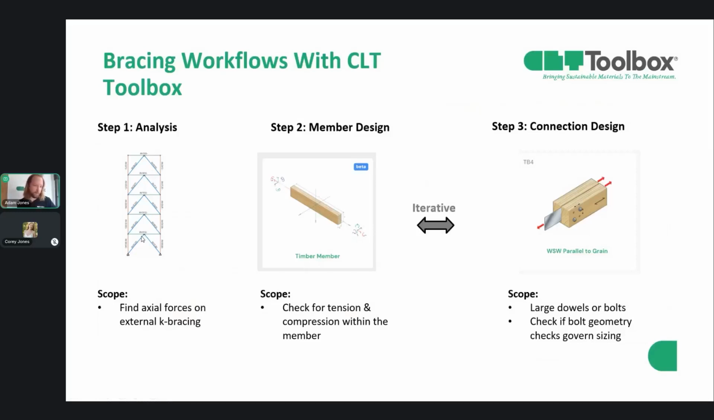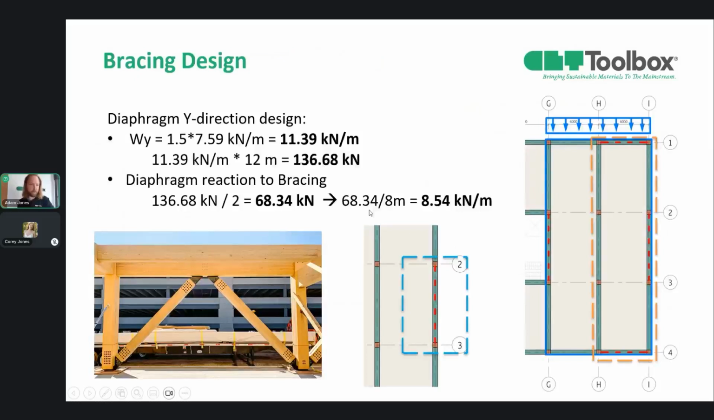Every engineer, we assume, would have a workflow since uni to design a vertical bracing element like that. And with that, we can take the forces into CLT Toolbox and do a member design and check for tension and compression within the member. And thirdly, we can do the connection design, so large dowels or bolts. And the reason this is iterative is because you might do a member design that works, but the actual geometry checks to get the bolts right is one of the interesting things about the detailing here. And it does take a bit of energy, but as you do it, you might actually have a bigger section size than you would for the member, hence the iterative process that you might require.